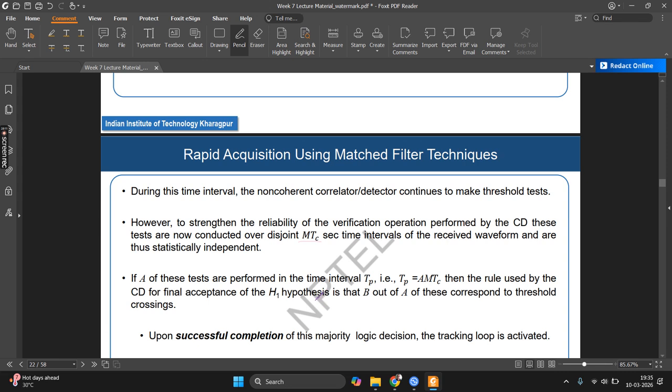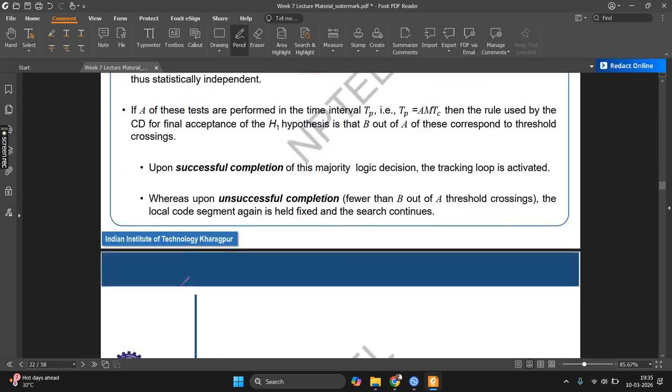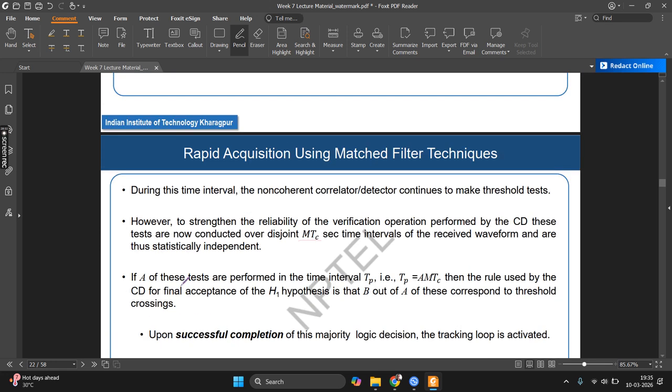If A of these tests are performed at the time interval TP, that is TP equal to A times MTC, then the rule used by the CD for a final acceptance of the H1 hypothesis is that B out of A of these correspond to threshold crossings. H1 hypothesis means PN sequences are in sync. B is a particular number. B can be, say, half plus 1. So if 100 tests are performed, at least 51 of them should correspond to threshold crossing.